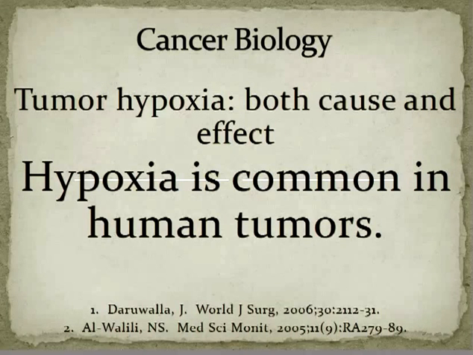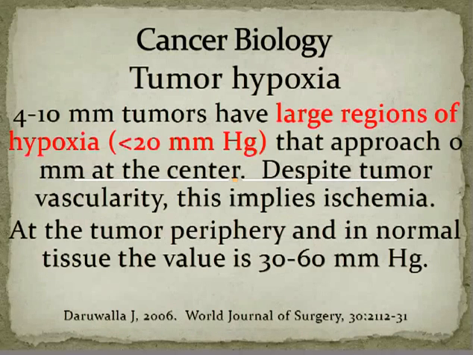So we have hypoxia as a very dominant theme in cancer, and it's very common in human tumors. If we look at solid tumors, 4 to 10 millimeter sized tumors have large regions of hypoxia, less than 20 millimeters. Think of your transcutaneous oxygen measurements in extremity peripheral vascular disease. This is pretty severe hypoxia. And despite the tumor vascularity, we all know about this, tumors are extremely vascular.